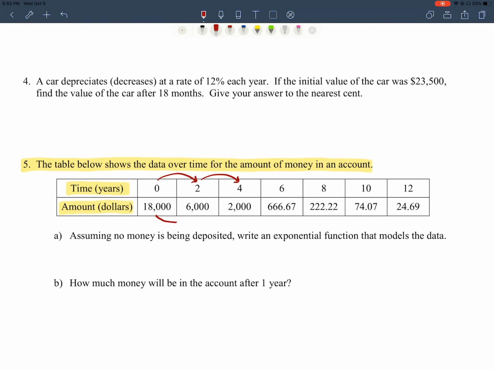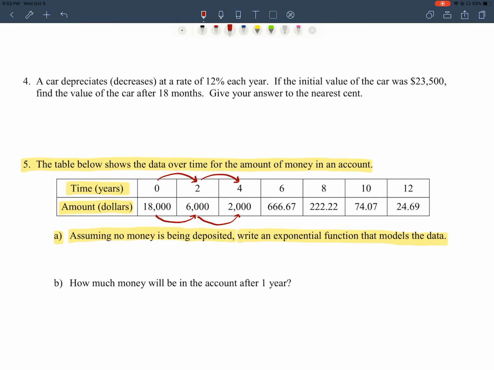And it looks like the amount of dollars we have here is decreasing. It's going from $18,000 to 6,000, 6,000 to 2,000. So letter A asks us, assuming no money is being deposited, write an exponential function that models the data.